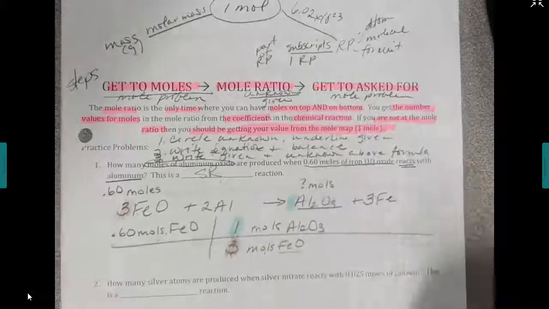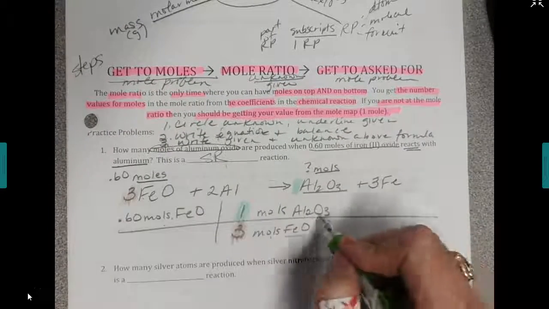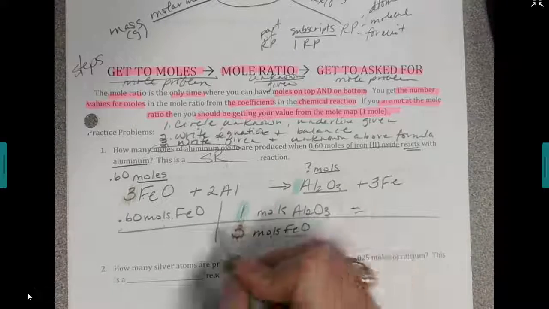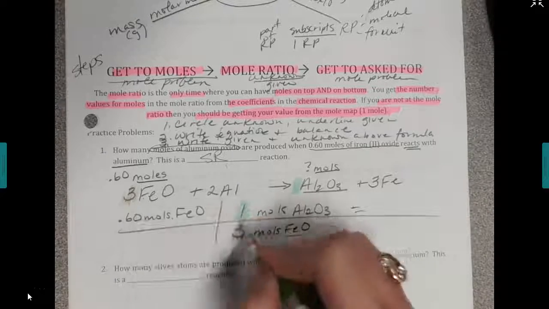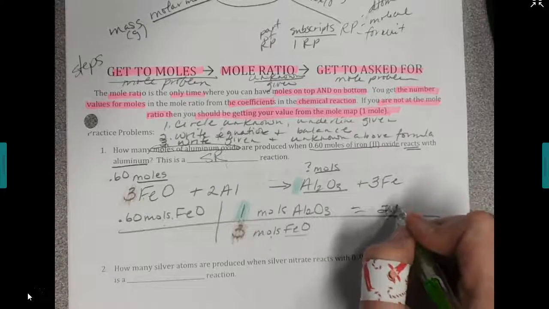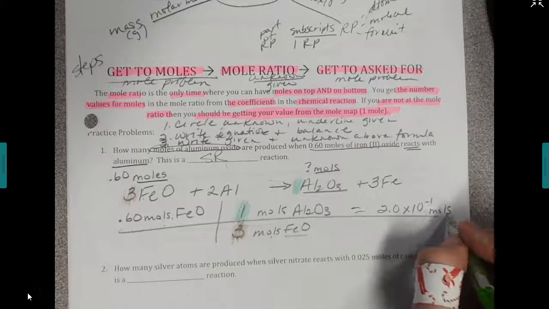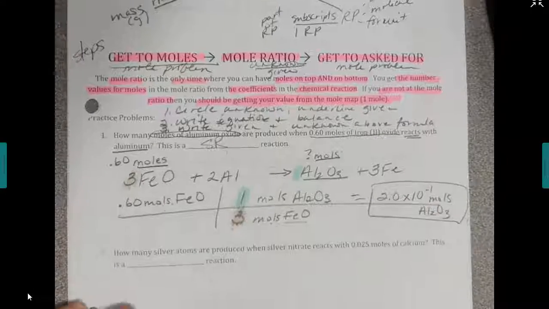All right, my third step is get to ask for. My ask for is moles, so I am done. I multiply across the top, divide by the bottom. Now this one we don't even need a calculator for because we know 6 divided by 3 is 2. So we'll have 2.0 times 10 to the minus first moles of aluminum oxide. And that's our final answer.